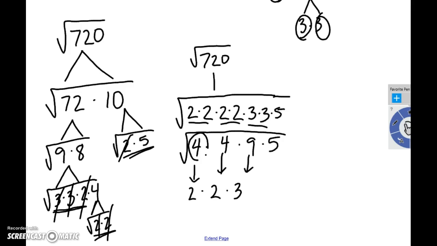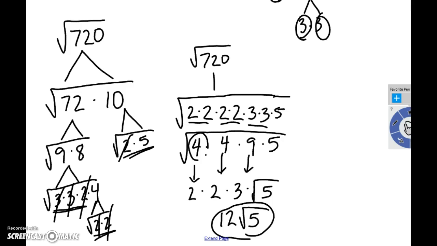I can't take the square root of 5 because it's an imperfect square, so I can just leave it underneath that radical symbol and call it the square root of 5. Now 2 times 2 is 4, and 4 times 3 is 12. So I can simplify the square root of 720 to be 12 times the square root of 5.